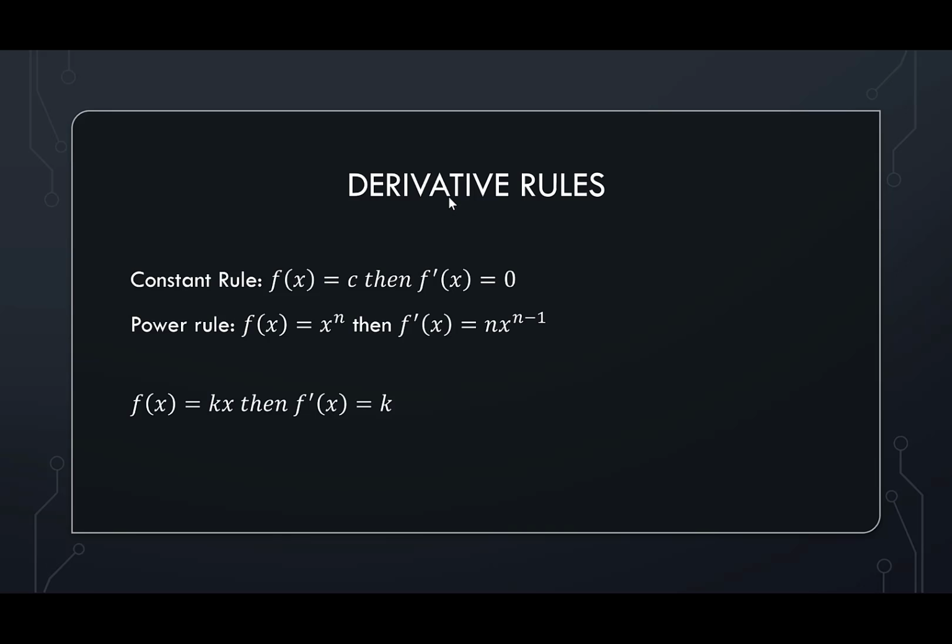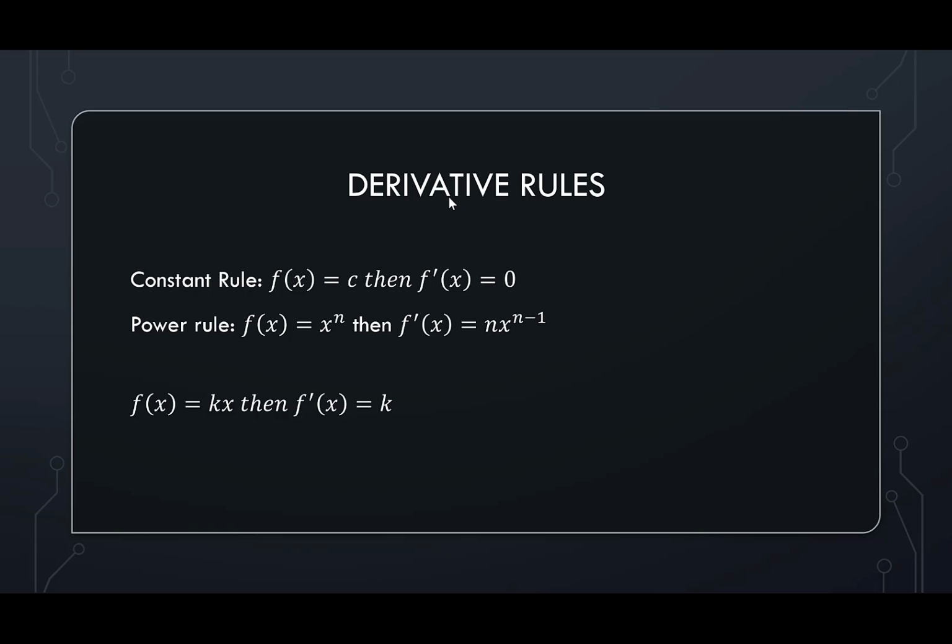So let's quickly review what we did previously. We really had two rules. The first one was the constant rule, which said if f of x is equal to c, then the derivative would be 0, so constants just go away. And the second thing was the power rule, which said if f of x is x to the n, then our derivative is n times x to the n minus 1. The power came down, and then it reduced by 1.